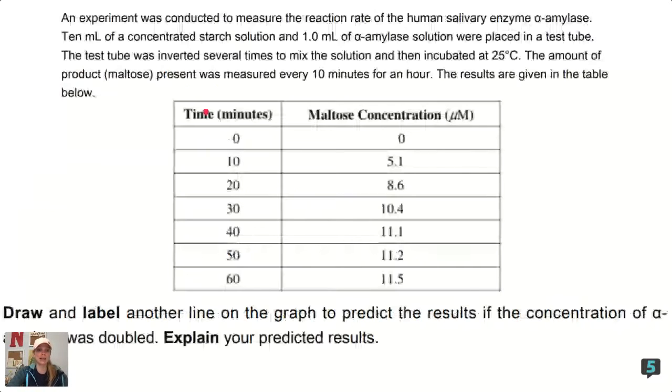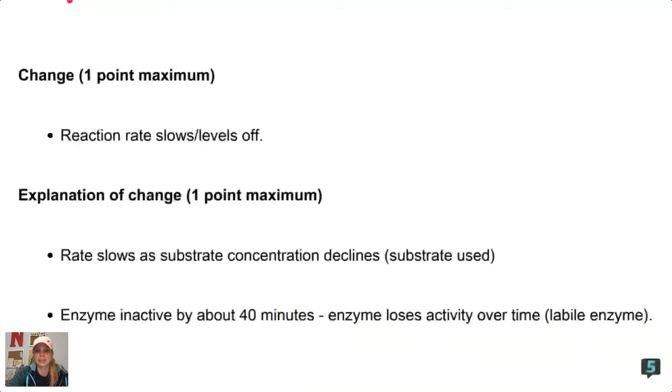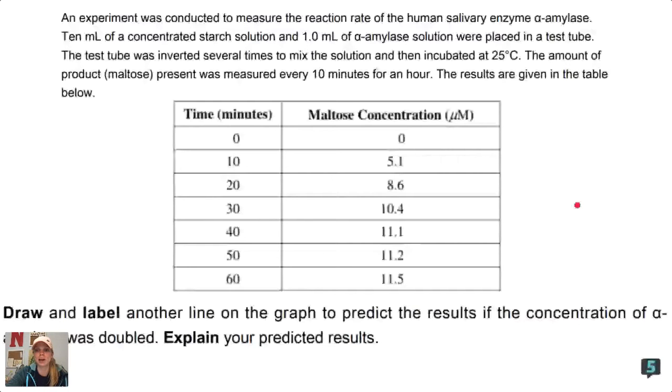Now we're going to draw and label another line on the graph to predict the results if the concentration of alpha amylase was doubled. Explain your predicted results. So one thing I just realized that I forgot to do, I didn't put the actual graph in here, but this is something they may ask you to do. They're not going to ask you to construct a graph, but they may ask you to add something to it or interpret it. So in this graph, what we're going to see is that as time goes on, more maltose is going to get used up, and then it's going to level off. It's going to plateau.